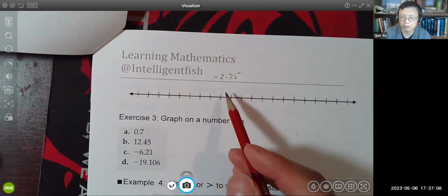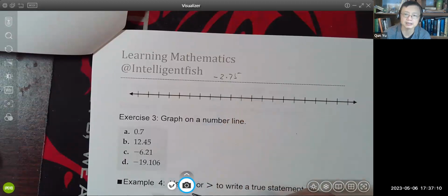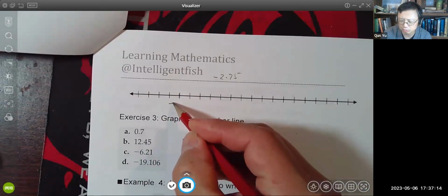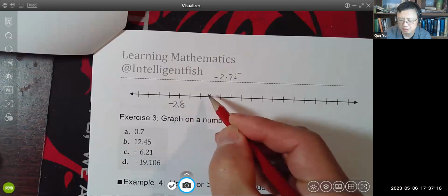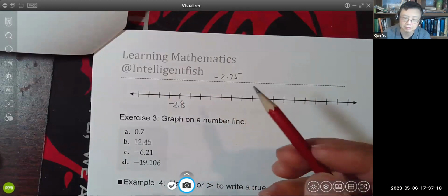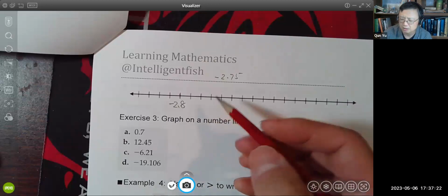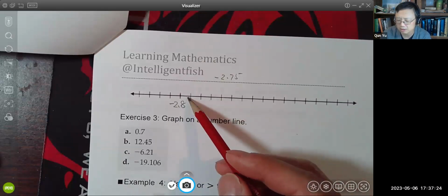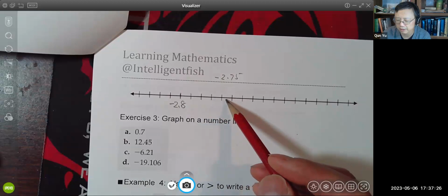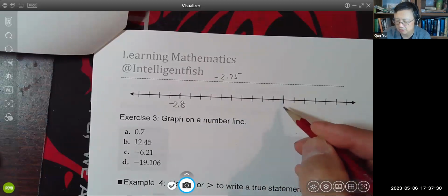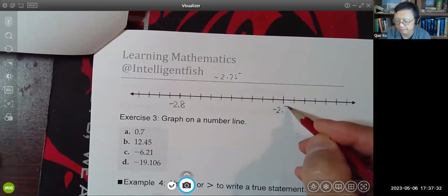So negative 2.8 is smaller than negative 2.7. That's why we start with negative 2.8 on the left, because on the number line, the numbers to the left are smaller than those to the right. So we need 10 units in between. 1, 2, 3, 4, 5, 6, 7, 8, 9, 10. So this place is negative 2.7.